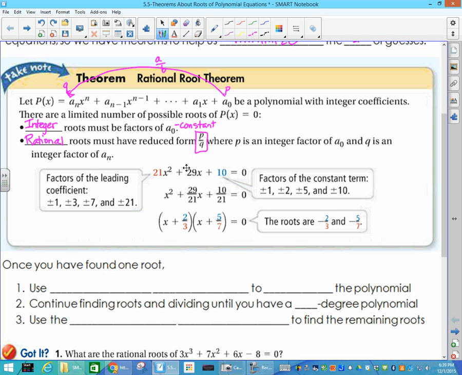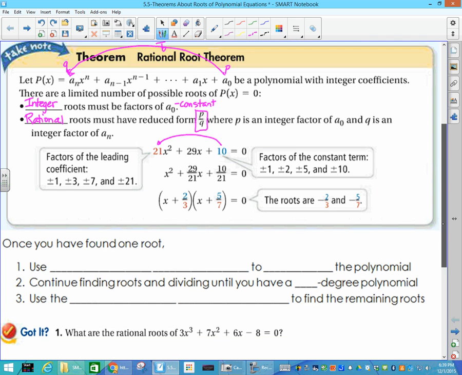We have 21x squared plus 29x plus 10. So we're taking the factors of this term and putting them over the factors of that one. Factors of 10, plus or minus 1, 2, 5, and 10. The factors of 21, 1, 3, 7, and 21. And we're going to talk about how to get all the combinations of putting this over that to get your possible rational roots.